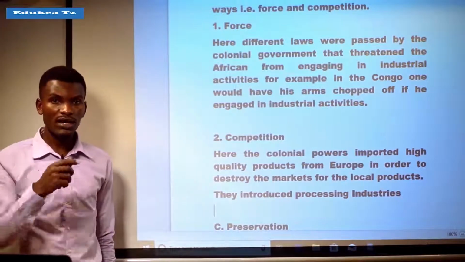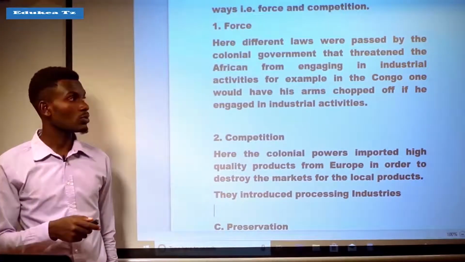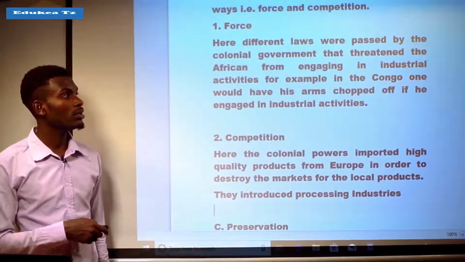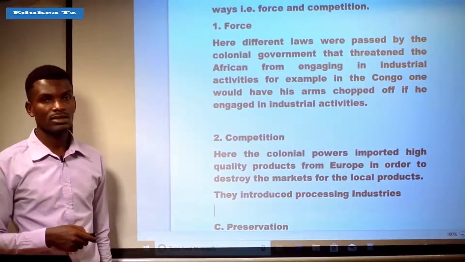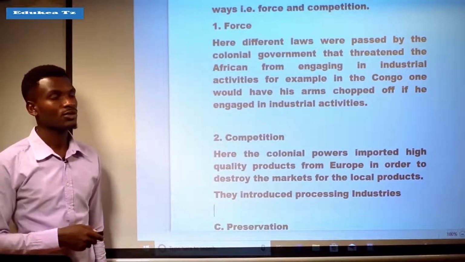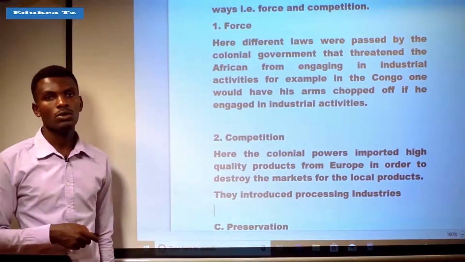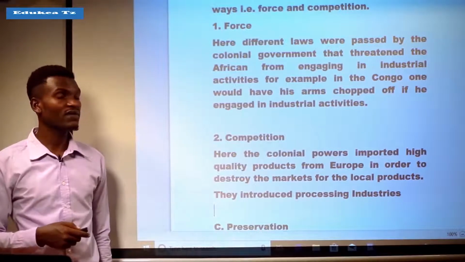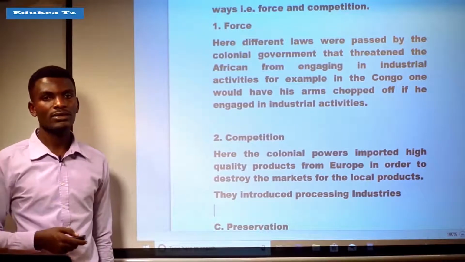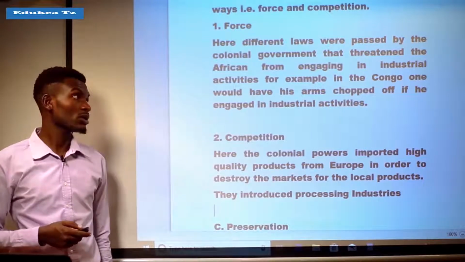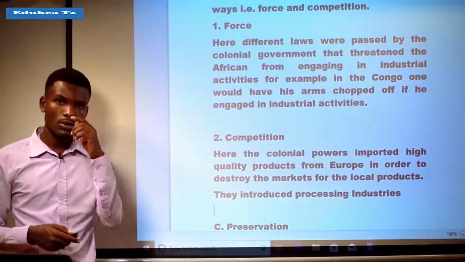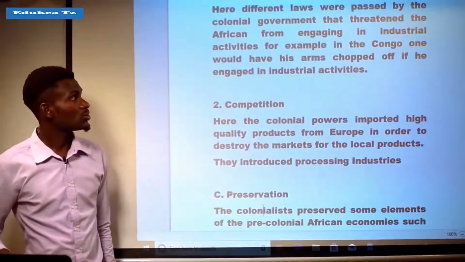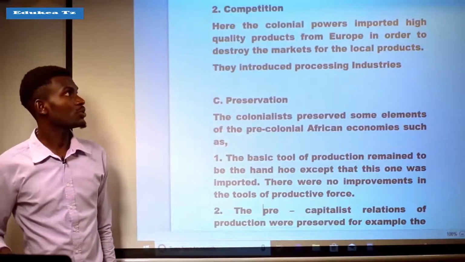It means you force Africans to withdraw from engaging in industrial activities based on local or traditional industries in Africa, and to keep Africa as the source of markets and the producer of raw materials for the industries in Europe. Another method that was used under the destruction method was competition.